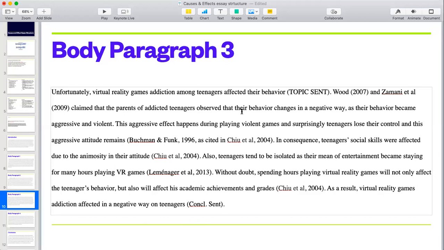Wood and Zamani et al. What's "et al."? Can someone tell me, when do we use this? When we have more than 6 sources. Very good. How did you know this? From the BUE style sheet. Excellent. Thank you so much.